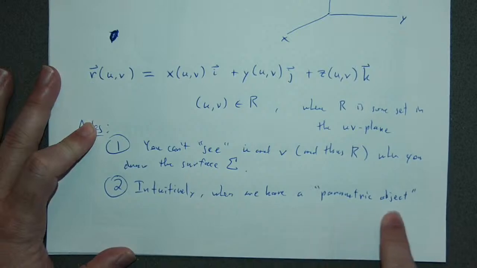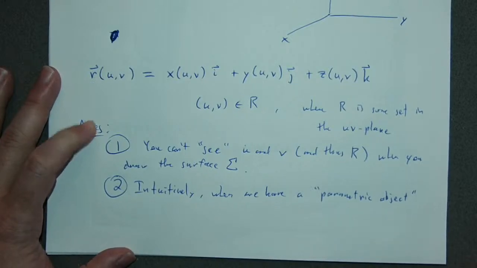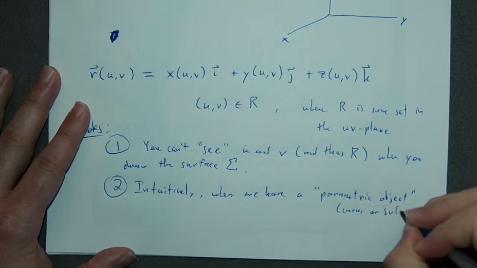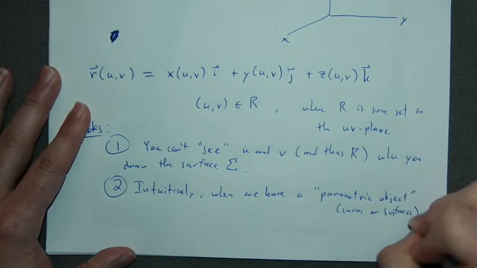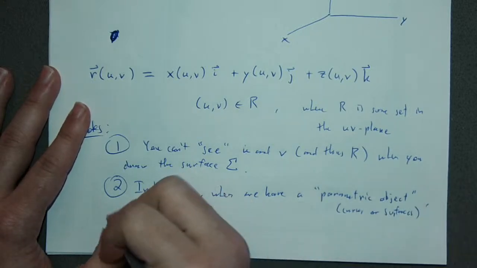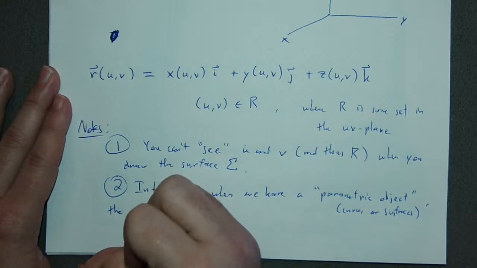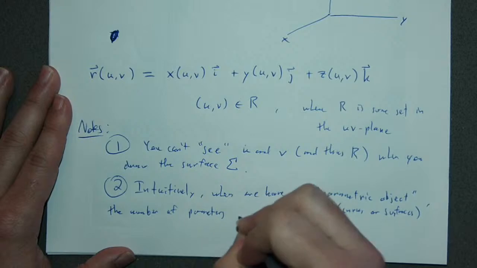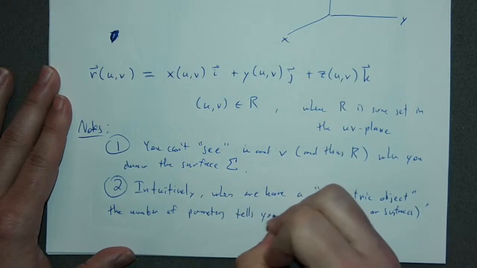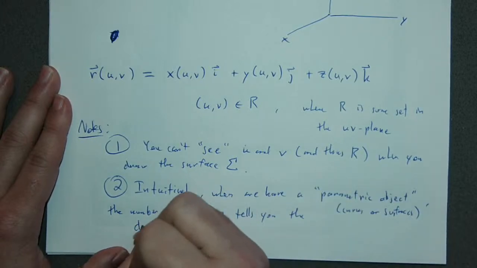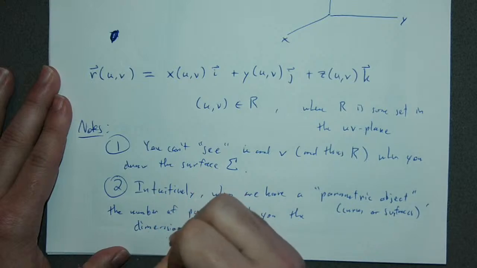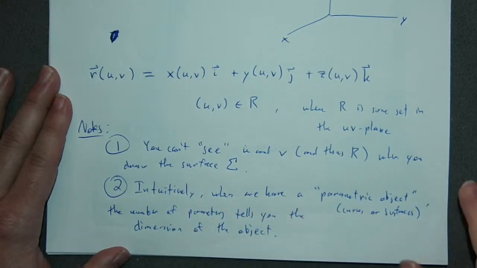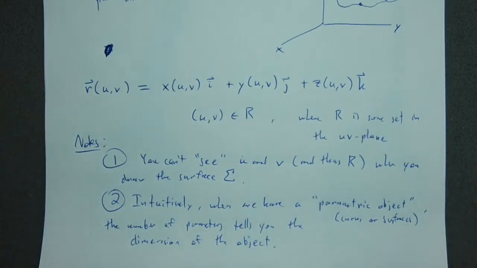But intuitively, when we have a parametric object, so that for us means curves or surfaces, but like I said, you can actually keep doing this. The number of parameters tells you the dimension of the object. So what do I mean by that?